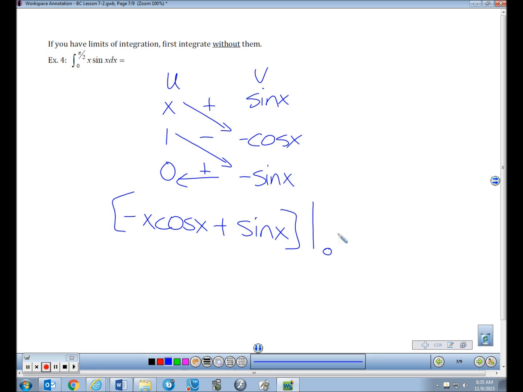And because this is a definite integral, we're going to go from 0 to pi over 2. Cosine of pi over 2 is 0, so we don't have to worry about that. But we have this sine of pi over 2, which is 1. Minus. Now, if I plug 0 in, I get 0 for the first term and 0 for the last term. So my answer for that integral is 1.